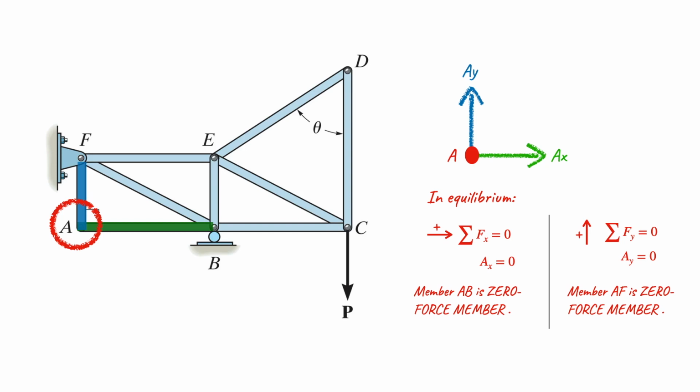Since the slender member AB and the slender member AF are zero force members, we can actually eliminate these two slender members from our calculation. So you see, the truss structure becomes so much simplified.